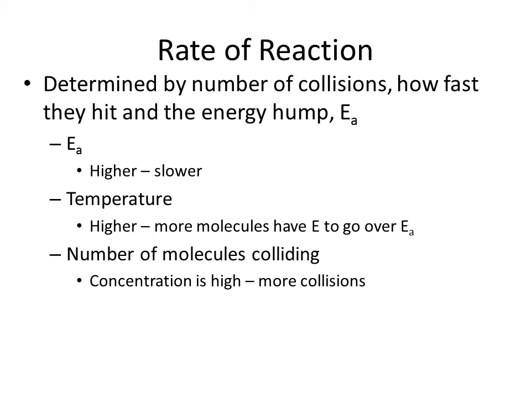The temperature will determine how fast the molecules are moving. This will do two things. One, molecules that are moving faster have more energy, and so they are more likely to be able to go over the activation energy hump. But also, as temperature increases, you have more molecules colliding. So you have more chances for the reactions to occur. Also, if your concentration increases, the number of molecules colliding increases, so you have more collisions, more chances for a reaction to occur. So three important factors here determine how fast your reaction is: your activation energy, your temperature, and then the concentration of your molecules.